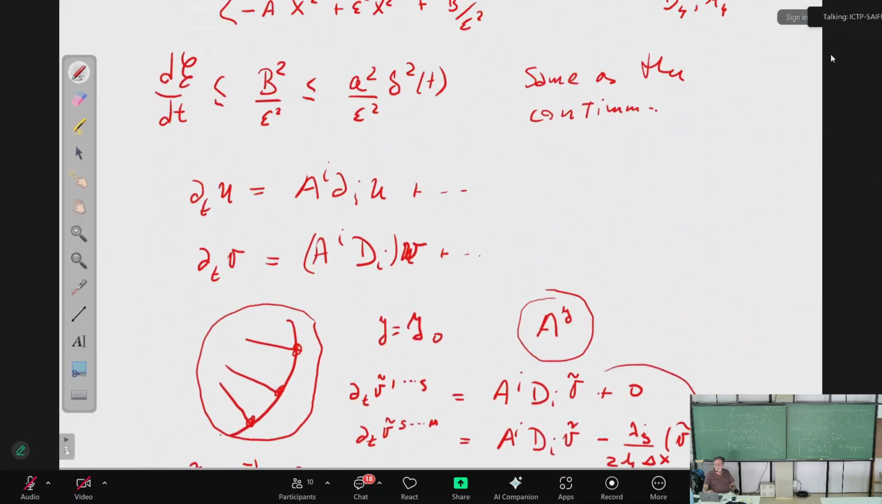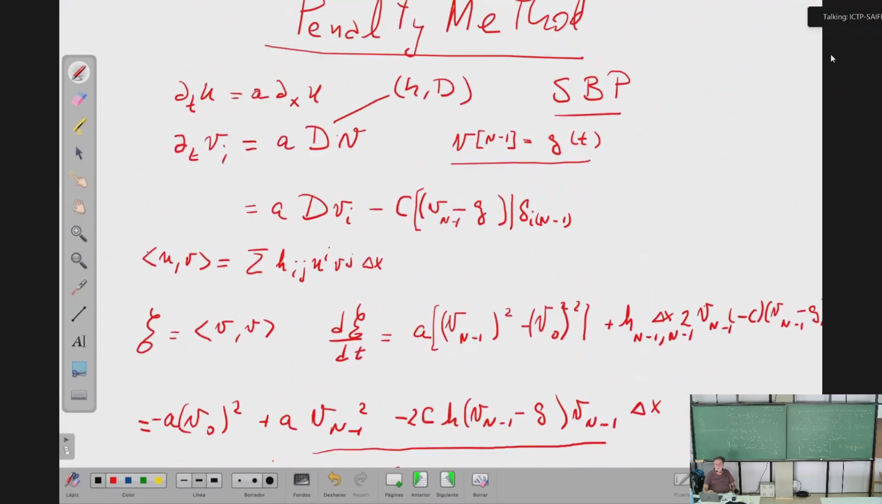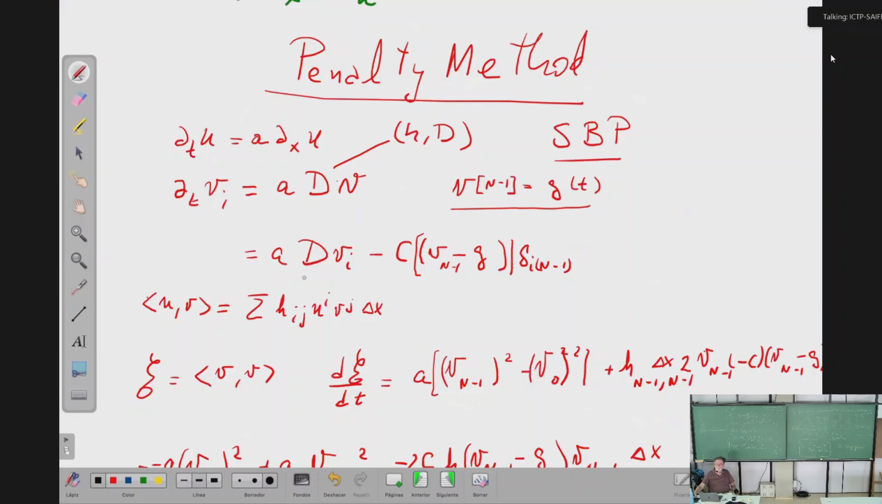So the only thing you need is to use this penalty method, not only in the real boundaries, but across boundaries between different grids. So you have a grid here, a grid here. To pass information, you use the same penalty method from one grid to the other. Okay?